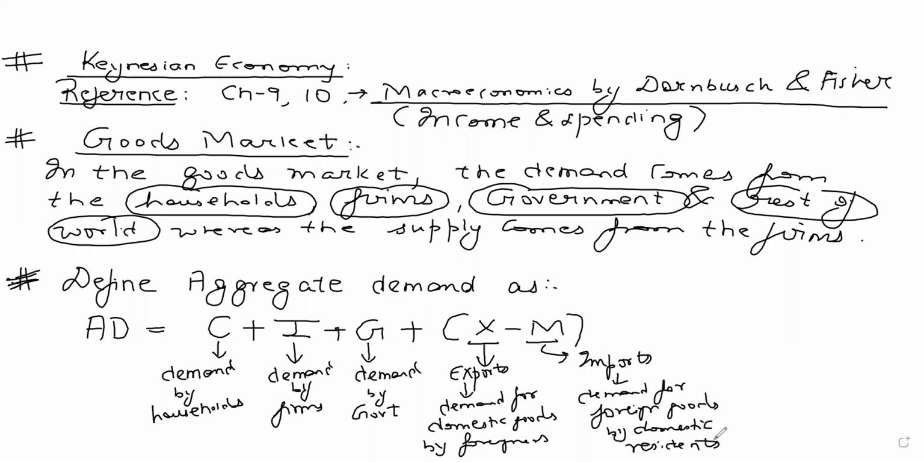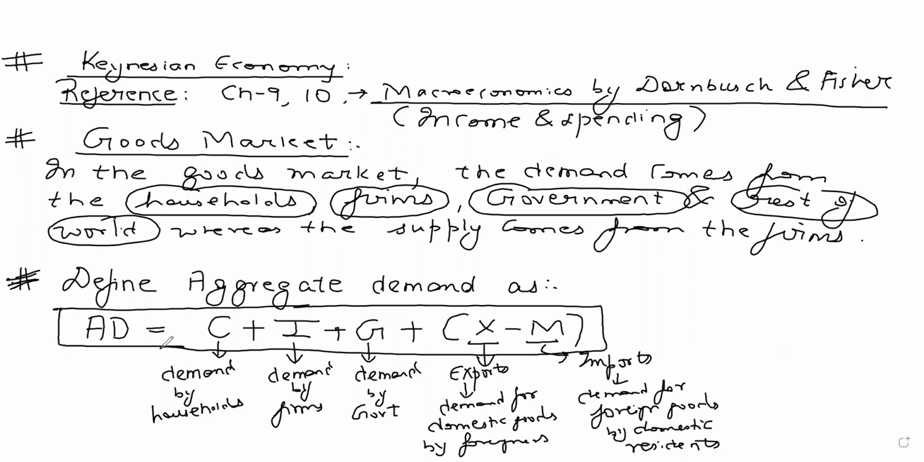Okay, and now, so this is something called my actual aggregate demand. So I can write that this equation represents my actual aggregate demand in the economy. Actual aggregate demand. And what is my planned aggregate demand?